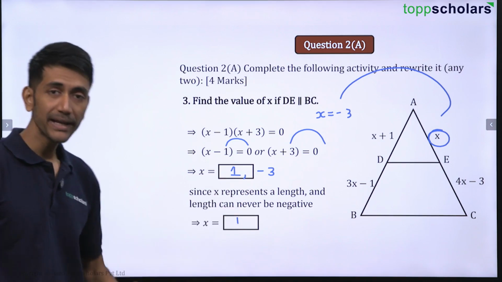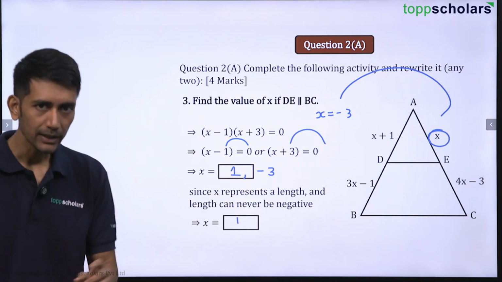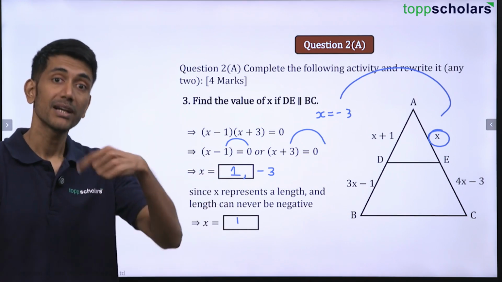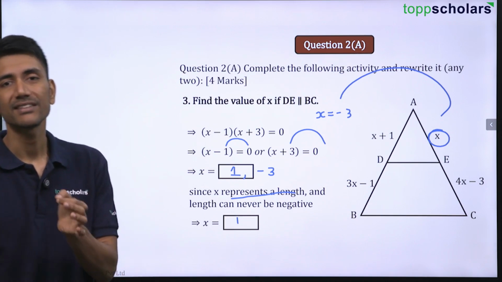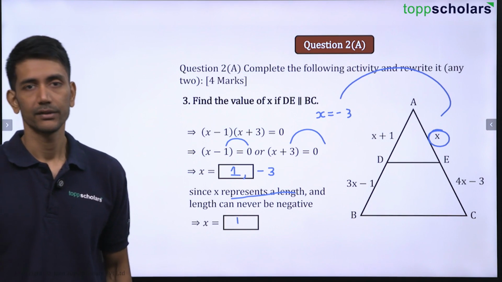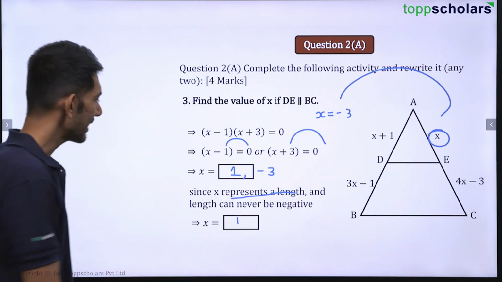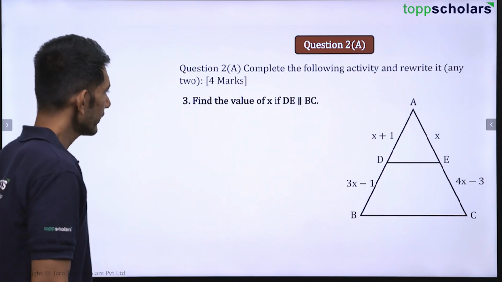Because in the beginning, you will take both the values. You will write down both the values of x, 1 and minus 3. But later, you will conclude that x cannot be negative because it is the length or the side of the triangle. Side of the triangle cannot be negative. Correct? So only one answer is there, that is the value of x is 1. Okay, so that's how it looks.